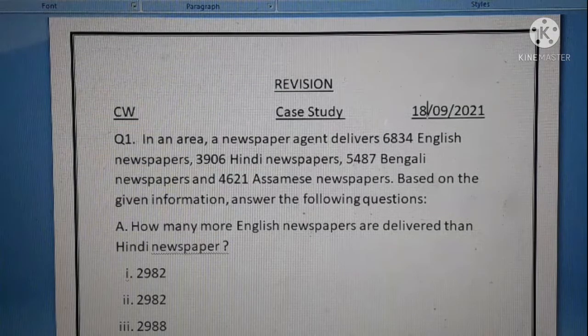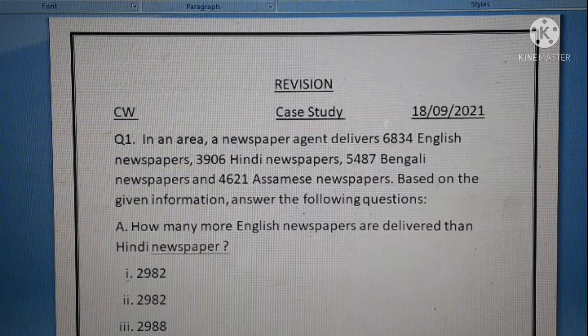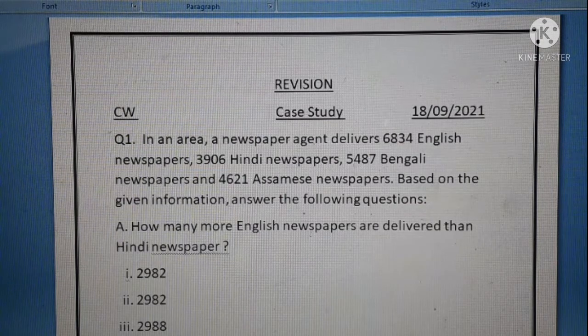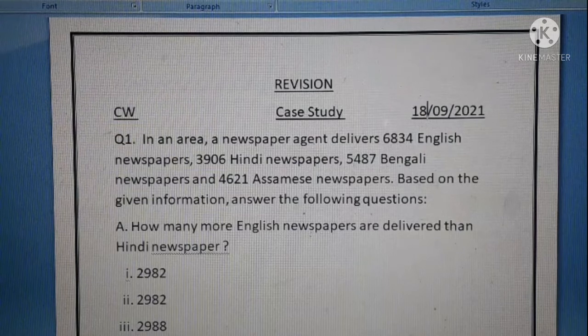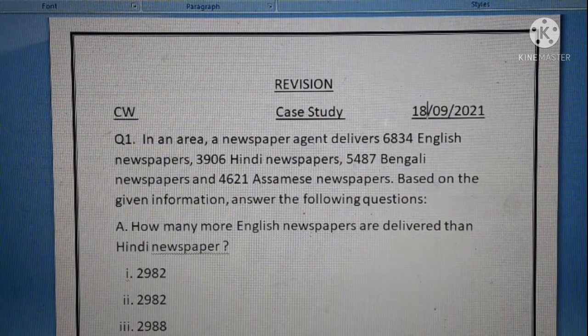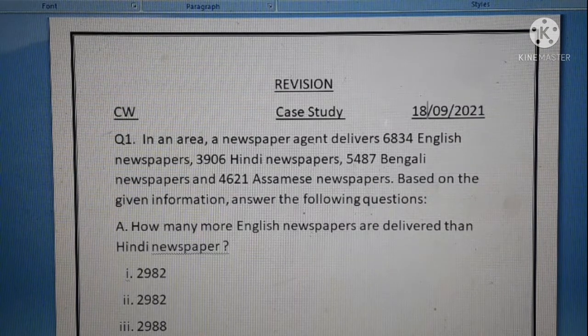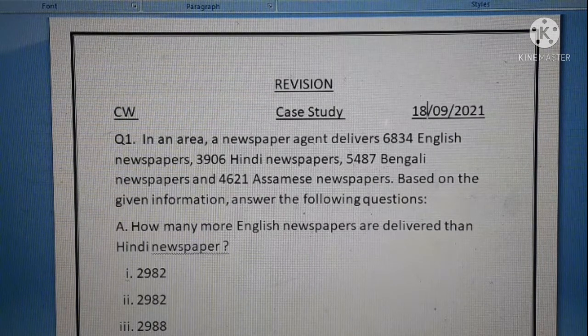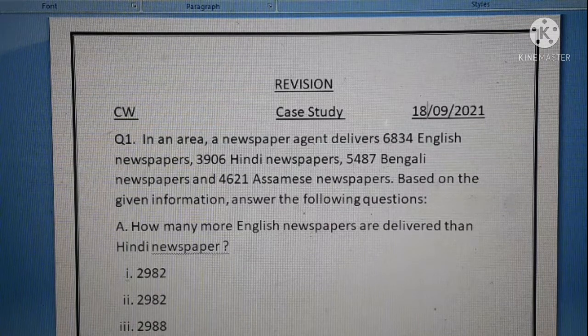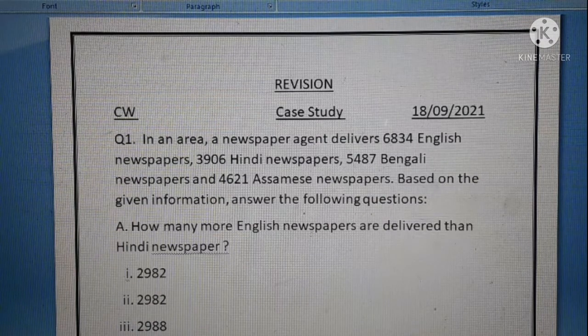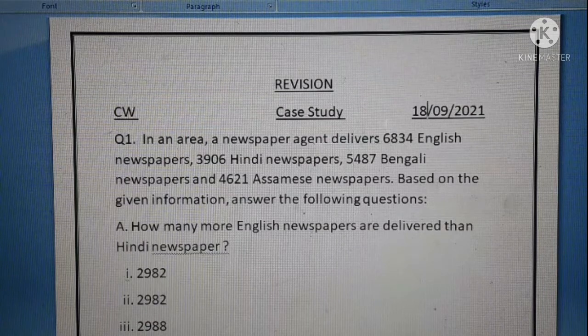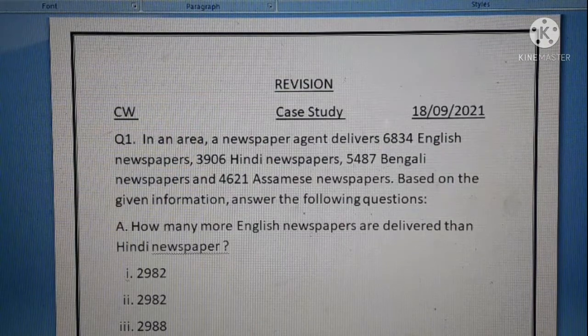So in today's class we are going to solve this case study. So children, let's start the class. Today's date is 18/9/21 and today's learning outcome is you all will be able to solve the case study. Now what is this case study, children? You will get a situation-based question, and on that situation some questions will be asked, so you have to read the situation and answer the questions. Okay, so let's start. Let's see our question number 1.